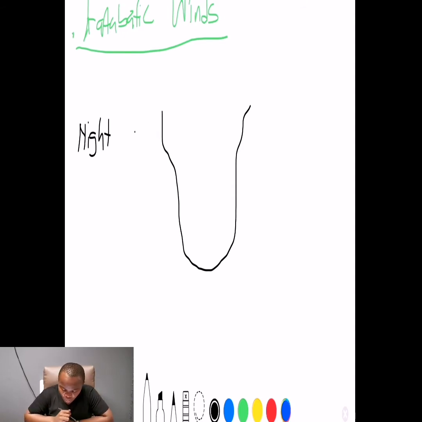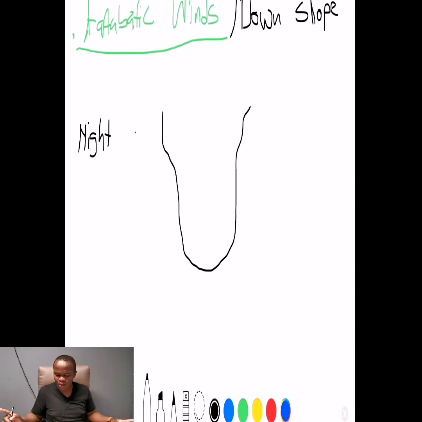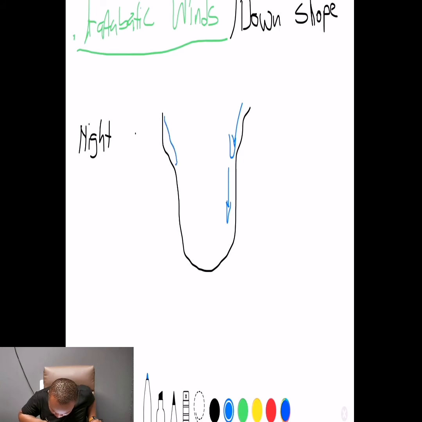So, the katabatic winds are also called downslope winds. Why are they called downslope? Because they move from the mountains down the slope, down to the valley. So here are our katabatic winds. These winds are cold at night because of the strong cold air that is descending. So at night you have cold winds that are coming from mountainous areas down to the valley.